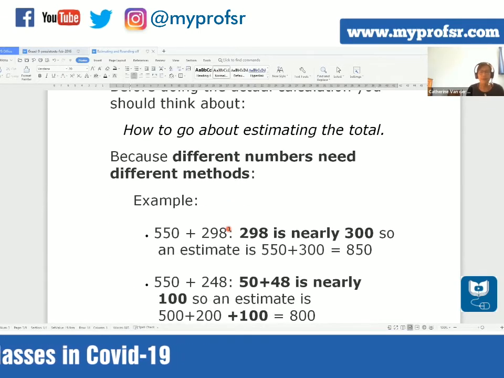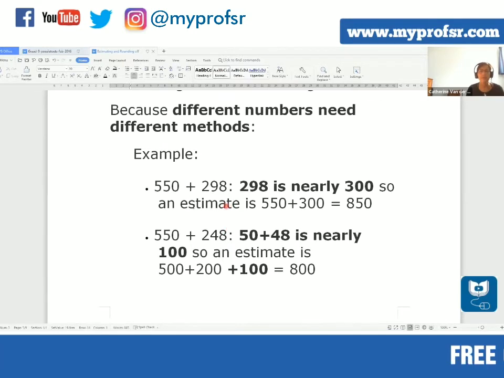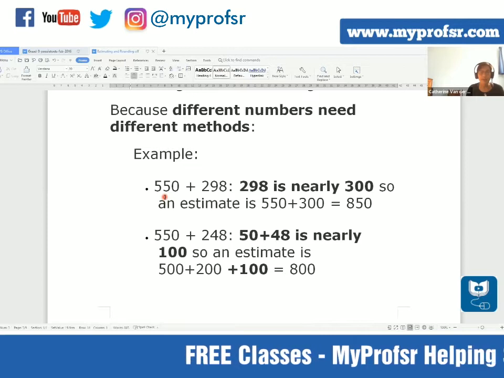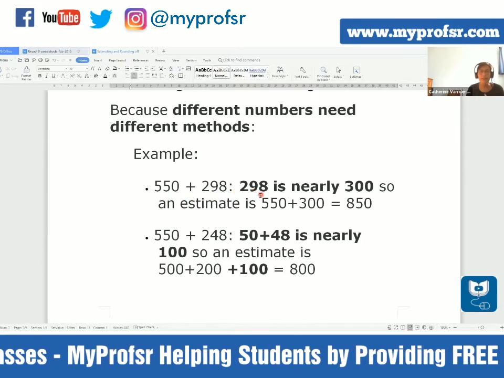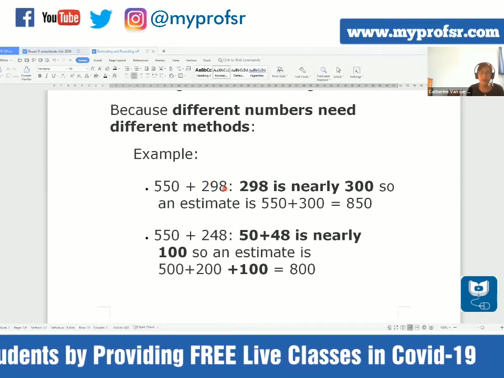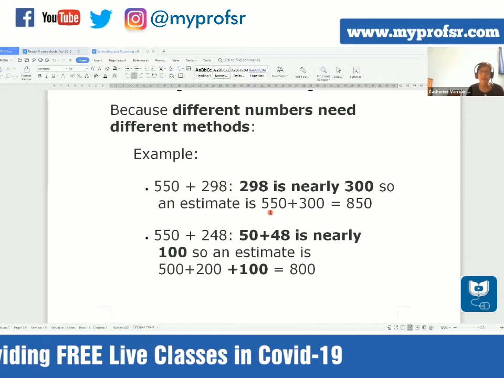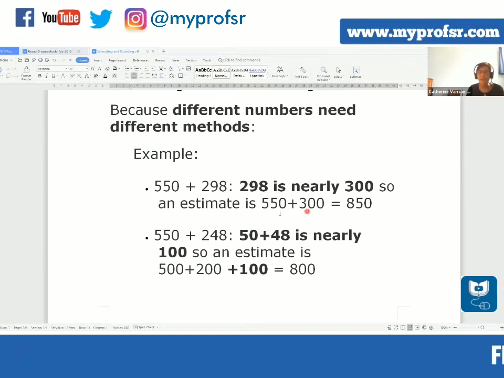Now there are different methods we can use. For example, if we have to add 550 to 298, 298 is nearly 300. So we can say 550 plus 300 is 850. Very easy to add these two.